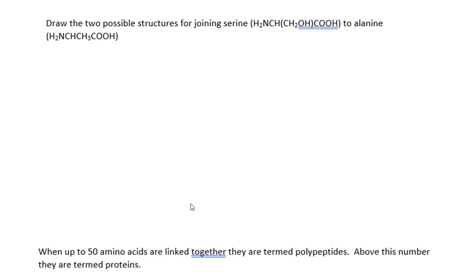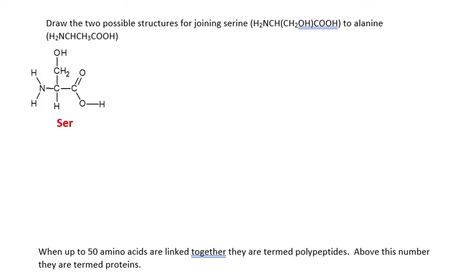Below is an example for you to try: alanine and serine. Use the structures that you're given there. You're given the condensed structural formula for both alanine and serine, and see if you can draw the two possible structures. Pause the video and try that, and then I'll give you the solutions in a moment.